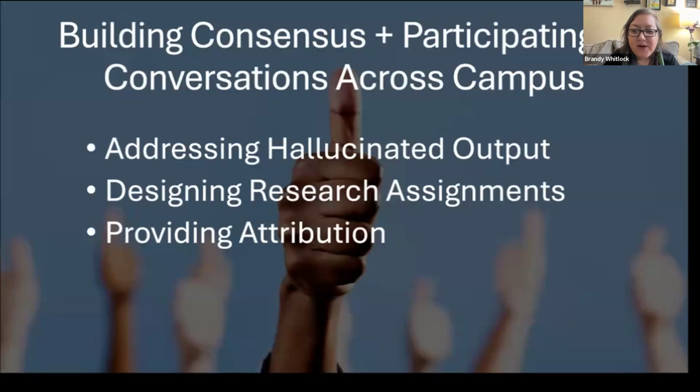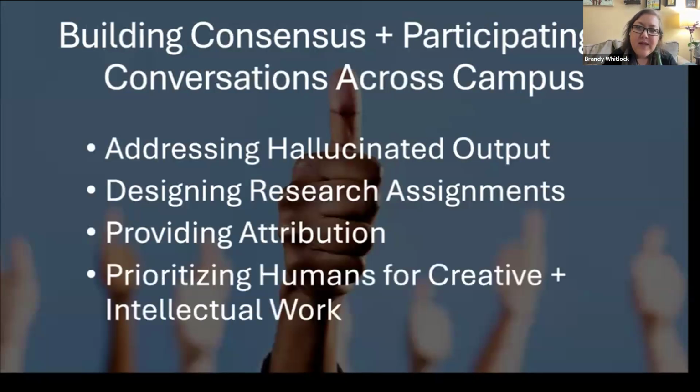So yeah, there's just a lot of questions that we have about providing attribution and the ethics and understanding of why we're doing that. And then, of course, we also want to prioritize humans. I had a colleague recently say, I'm not anti-AI, I'm pro-human. And I thought that was just really profound. And so I'll keep saying it and try to give her credit.